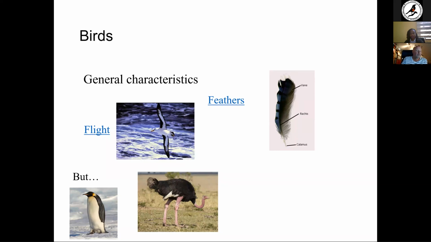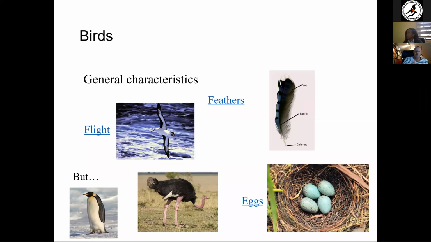But not all birds fly. We have penguins, we have ostriches. And another thing with birds is that they lay eggs. So when you think about the general characteristics of birds, it's probably these three things: flight, feathers, and eggs.